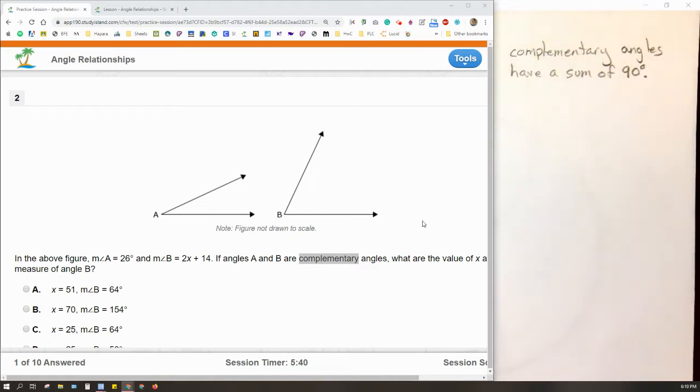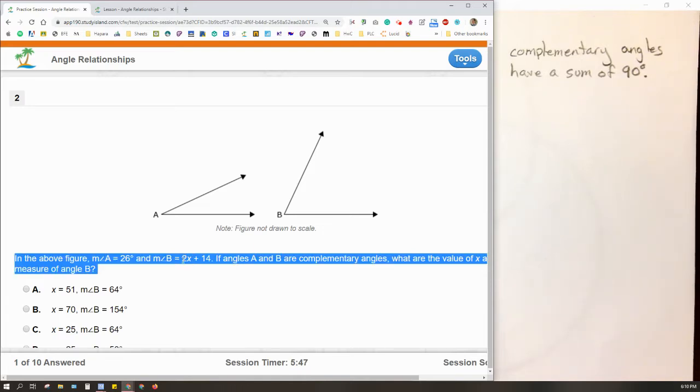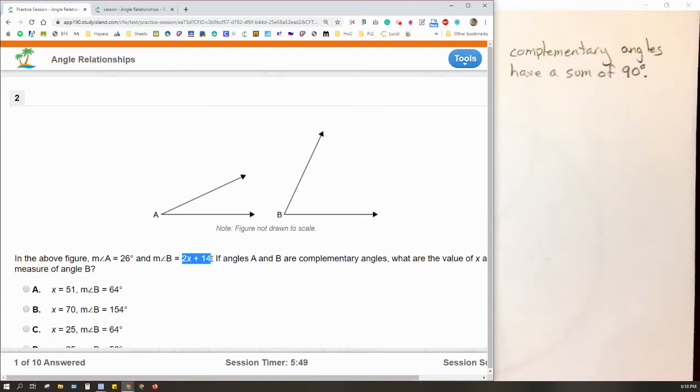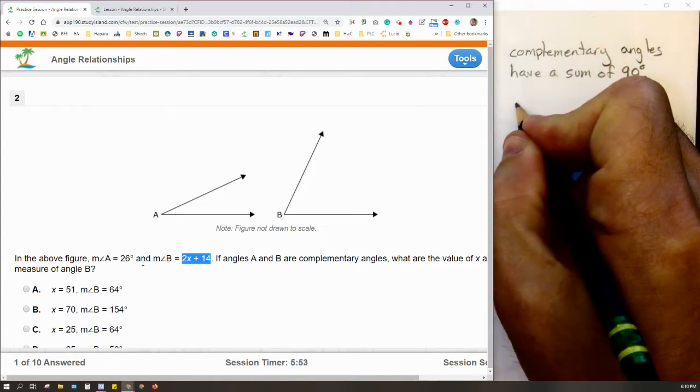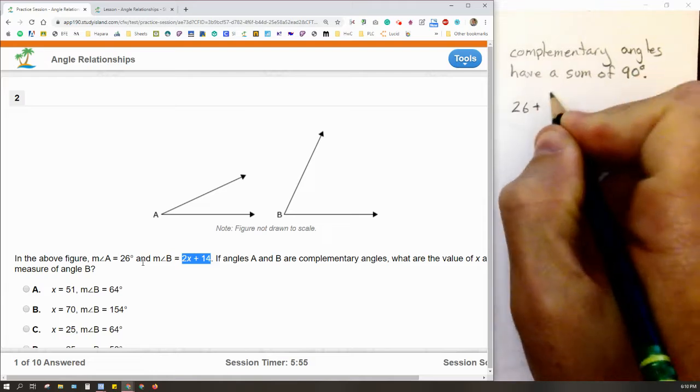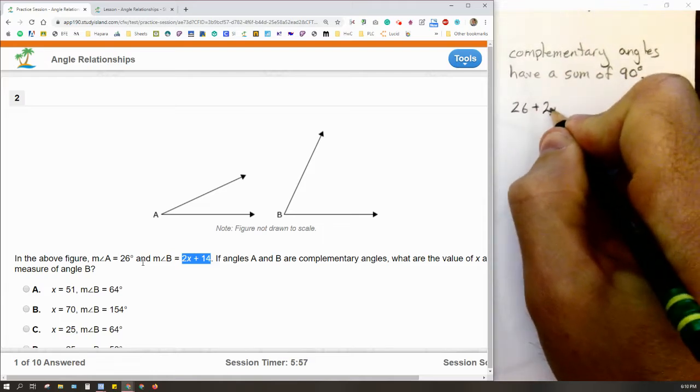So that means all we have to do to figure out what x is say that angle A, which is 26 degrees, plus angle B, which is 2x plus 14, equals 90 when we add them together. So let's write that equation. The measure of angle A, 26, plus the measure of angle B, which is 2x plus 14.